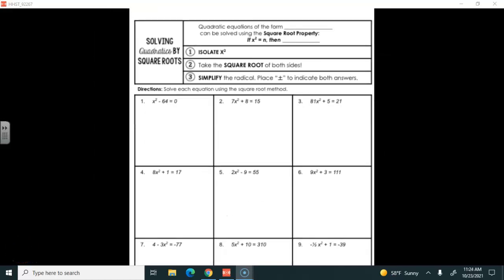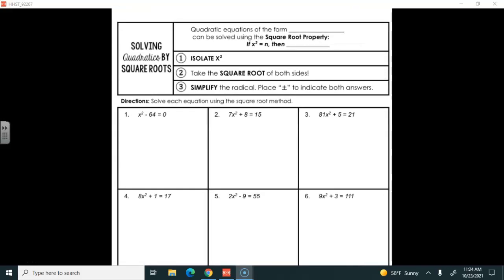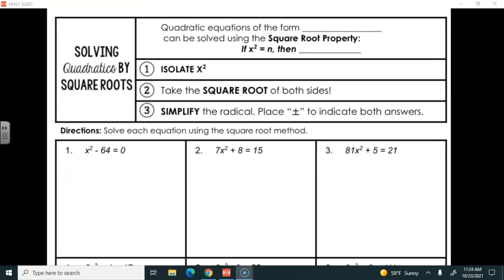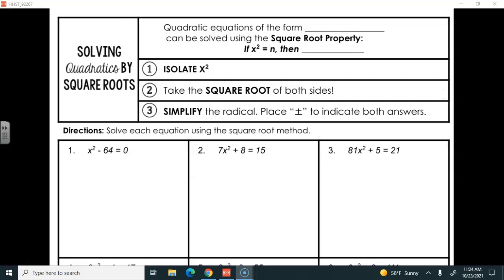Today we're going to solve quadratics by taking the square root. Quadratic equations of the form ax squared equals c can be solved using the square root property. X squared equals n. So to solve that, we square root both sides and we get x equals plus or minus the square root of n.